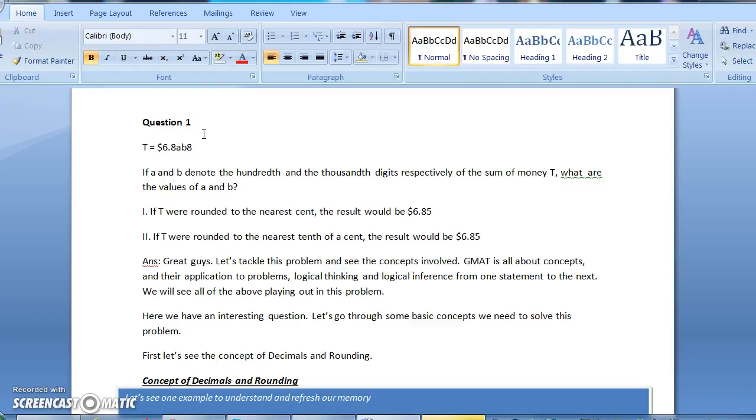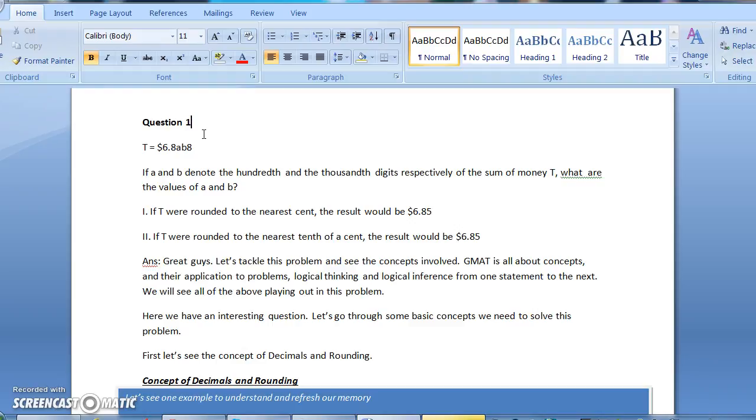Here is one question on GMAT. T equals $6.A B 8. If A and B denote the hundredths and the thousandths digits respectively of the sum of money T, what are the values of A and B? Statement 1: If T were rounded to the nearest cent, the result would be $6.85. Statement 2: If T were rounded to the nearest tenth of a cent, the result would be $6.85.